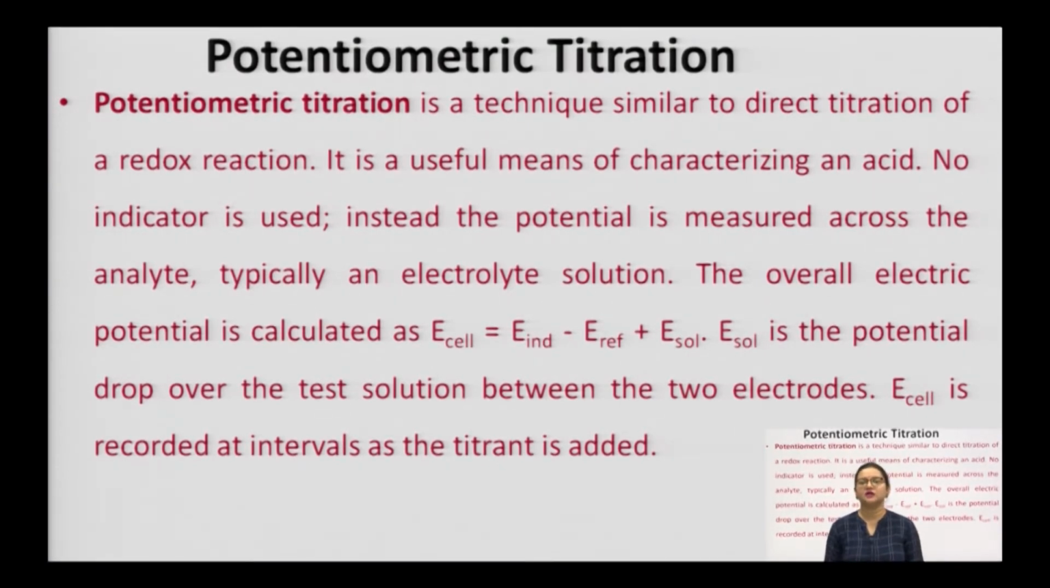Our potentiometer measures the potential difference between the reference electrode and the indicator electrode which are dipped into the test solution or analytical solution. Analytical solution is the solution of the analyte which is to be determined. E cell is recorded at intervals as the titrant is added from the burette. So E cell is recorded from the potentiometer. The potentiometer is connected to a voltmeter. The voltmeter records the voltage from time to time, at intervals, as the titrant is added from the burette.